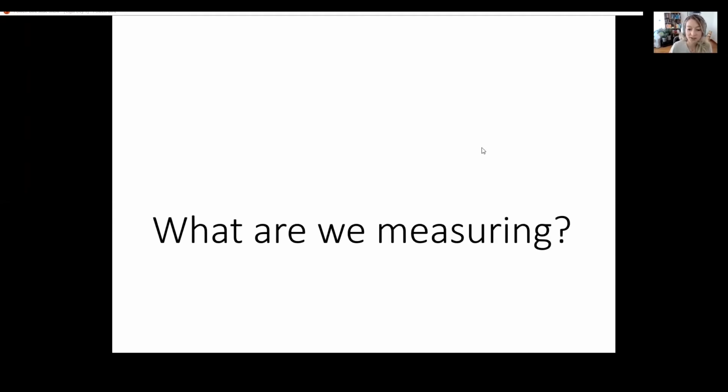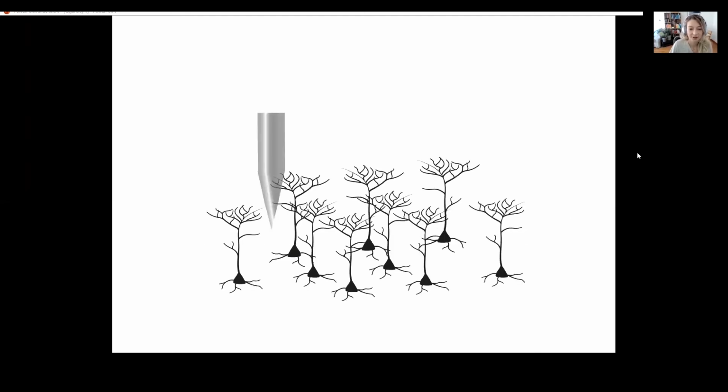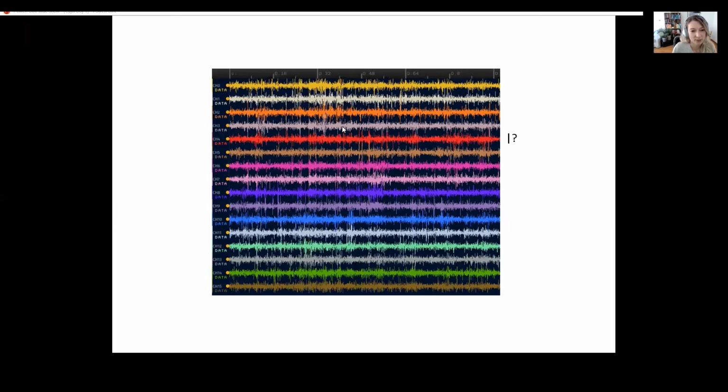So the first question, what are we measuring? Action potentials. This is a very crude cartoon of the brain. It obviously doesn't have interneurons, astrocytes, whatever. If we put an electrode into the brain like this, what kind of signals are we expecting to get? This is extracellular, but intracranial. Usually we'd get something like this, filtered to remove some slower frequencies. We'll get back to that.